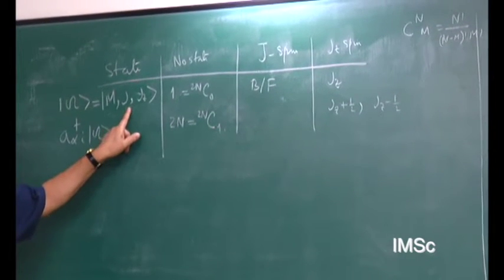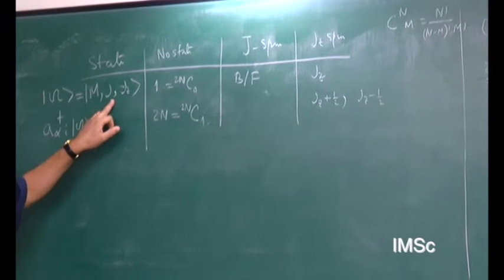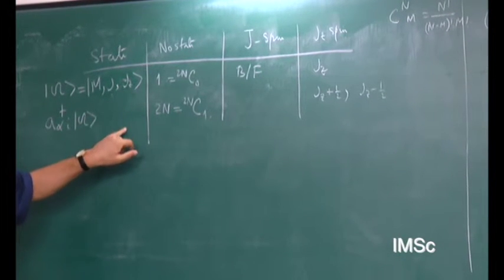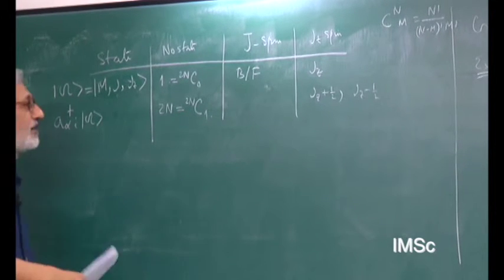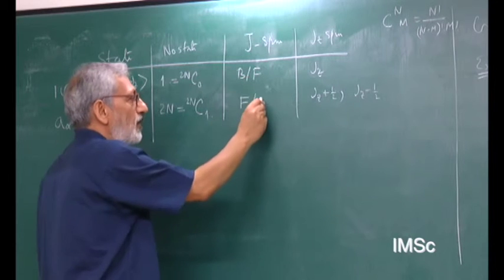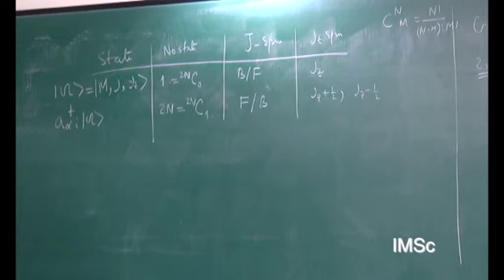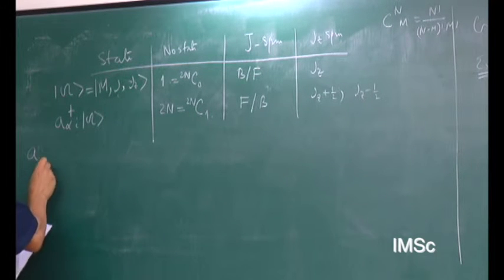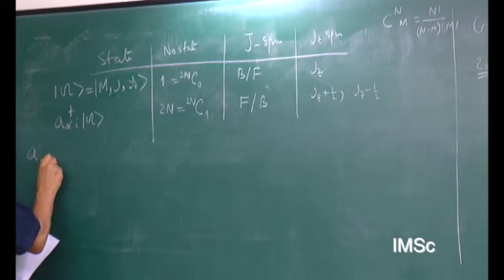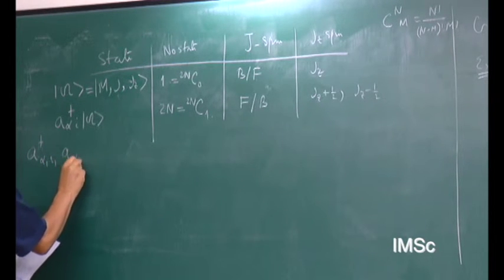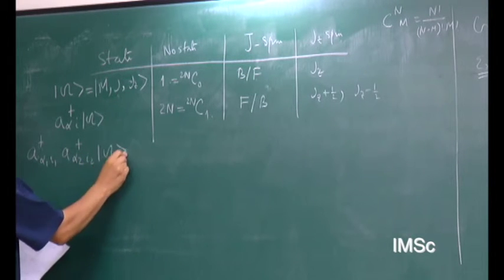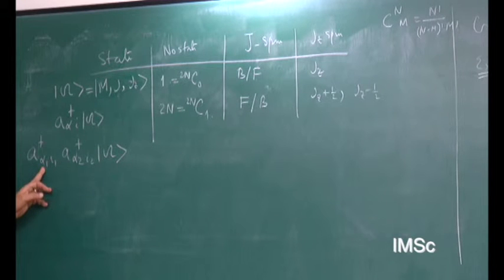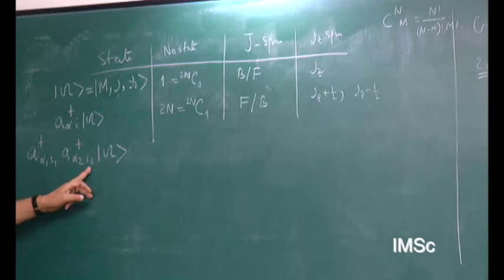And if this was a boson, with integer spin, jz values were integer. Now it would become half integer, so it will become a fermion, and if it was a fermion, it will become a boson. Now let me apply two of them, A alpha 1 I 1 dagger, A alpha 2 I 2 dagger on the vacuum. Now alpha 1 can have values 1 and 2, alpha 2 can have values 1 and 2, I 1 can have values 1 to n, and I 2 can have values 1 to n.